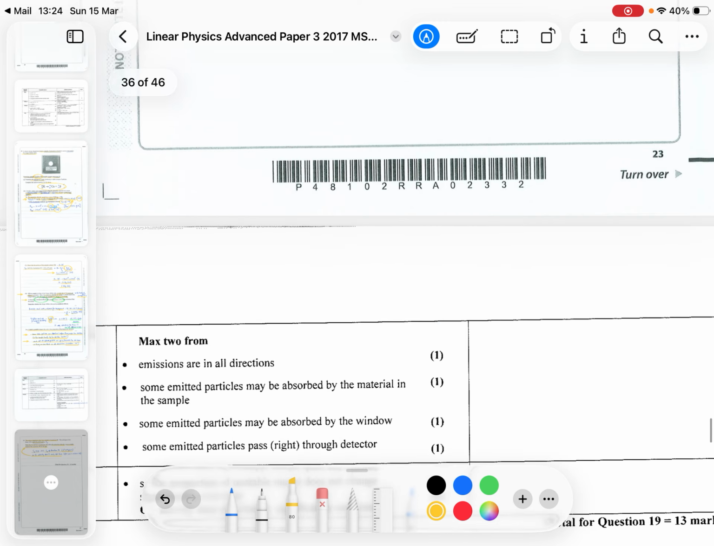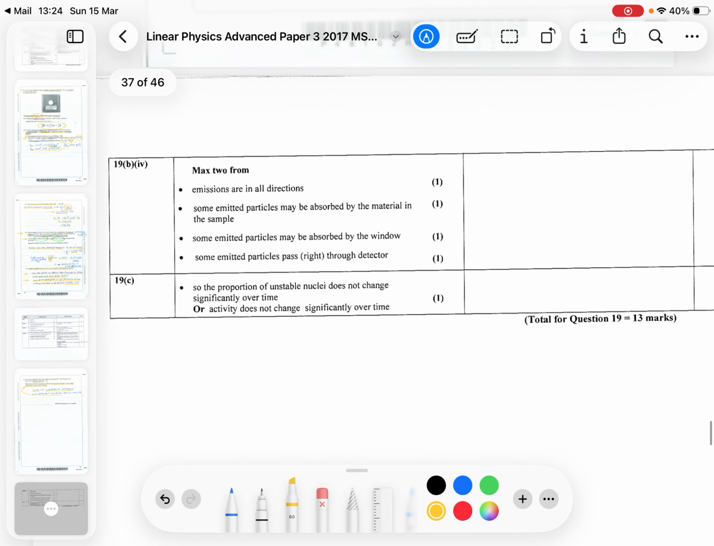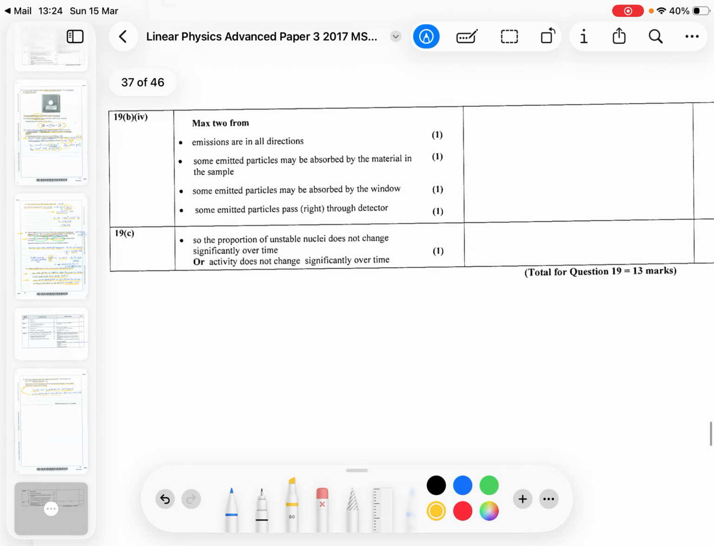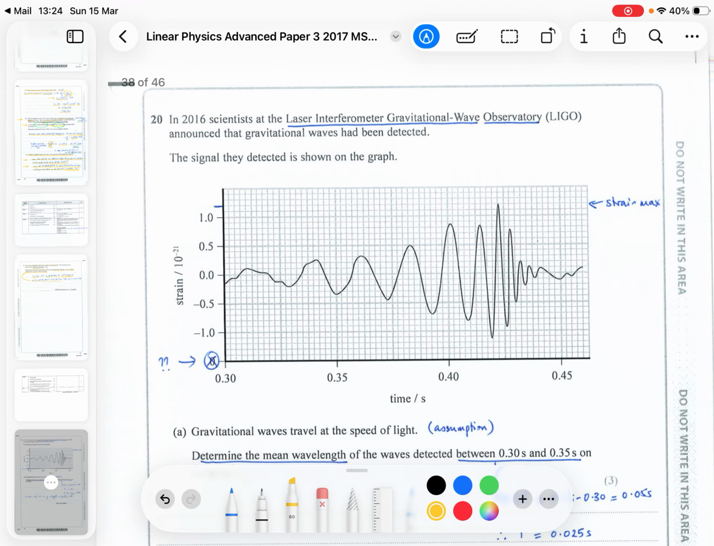I'm trying to do this in one run-through, which is not easy. There's the mark scheme. And here we've got question 20, which is looking at the Laser Interferometer Gravitational-Wave Observatory, abbreviated to LIGO. It announced that gravitational waves have been detected in 2016. Gravity is a very mysterious part of physics, not clearly understood. We understand some of its effects.